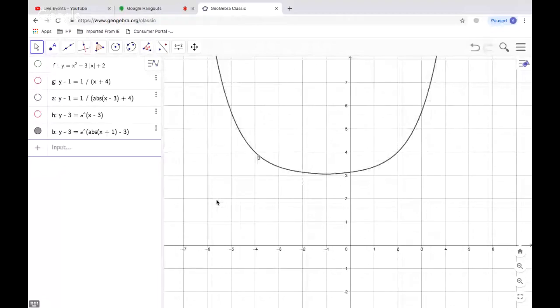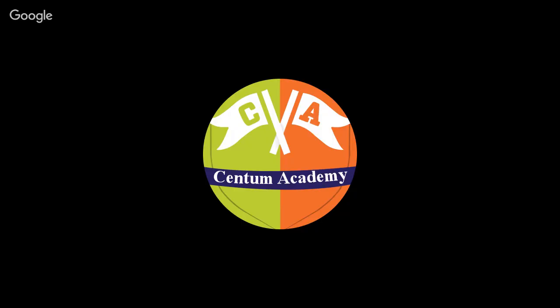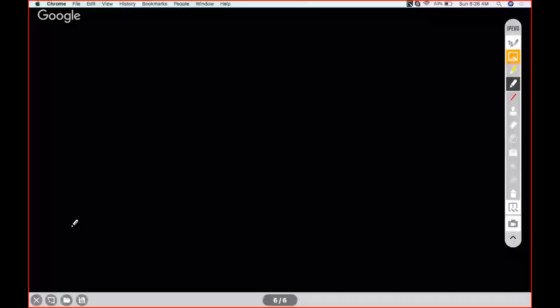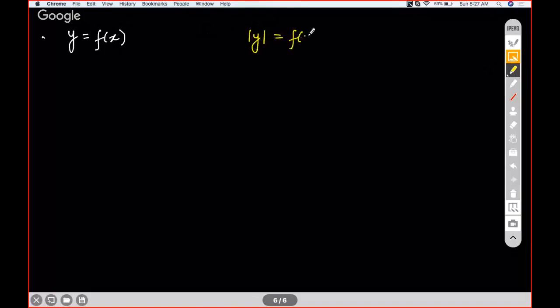Now we'll move on to where we are again making certain changes in the graph. Let's say we know the graph of y is equal to f of x, and I need to know the graph of mod y equal to f of x. Now, try to understand, this is different from doing y equal to mod of f of x. These two are quite different from each other.